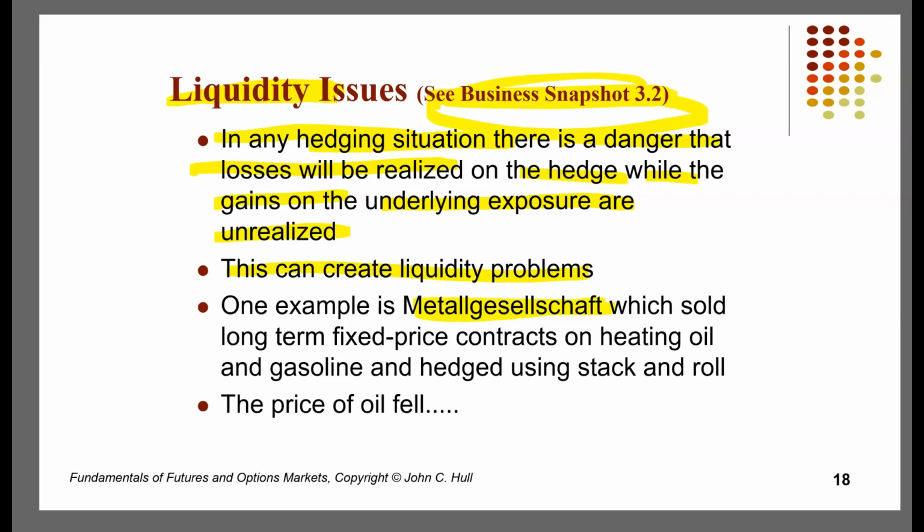That's your business snapshot 3.2. So spend some time looking at that. And what they did is they placed a series of stack and roll hedges on the price of oil, and it turned out that the price of oil fell, and they had to post several margins for a long period of time. Okay, so this wraps up our discussion of Unit 3.